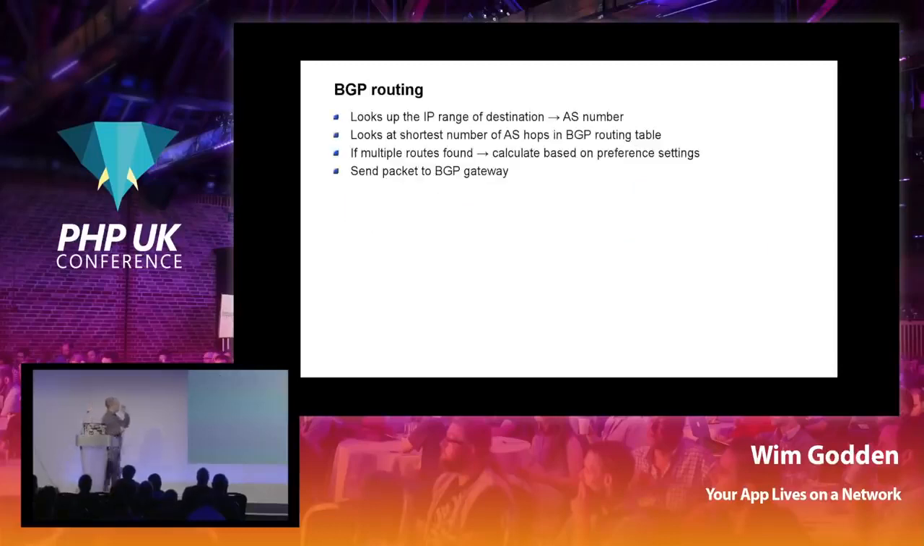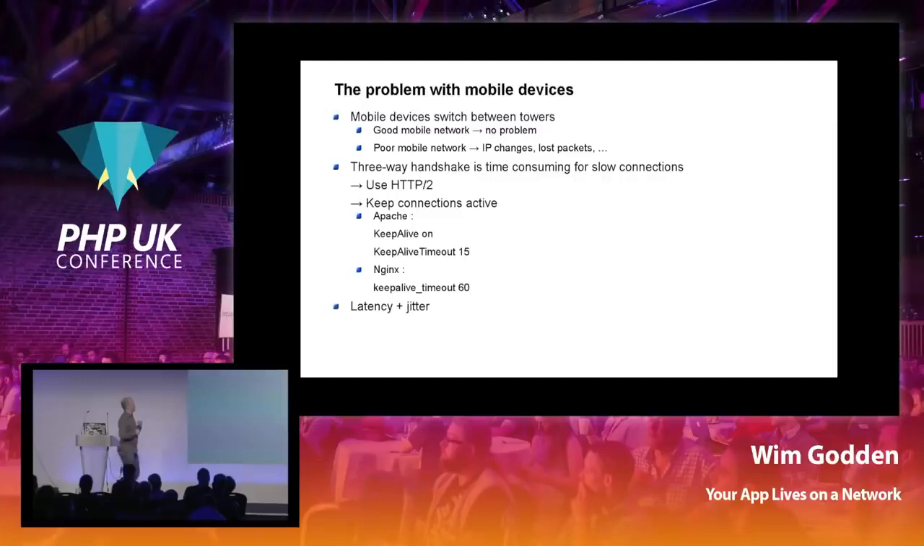So BGP basically looks up, based on the IP address, the autonomous system number, then picks the shortest path. If there are two shortest paths, then it's going to calculate it based on preference, meaning usually money. And then it's going to send the packet along to the gateway.